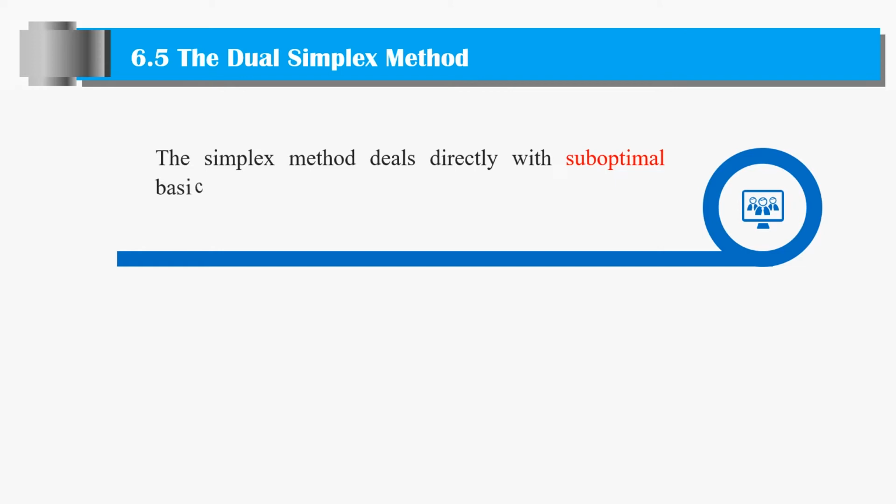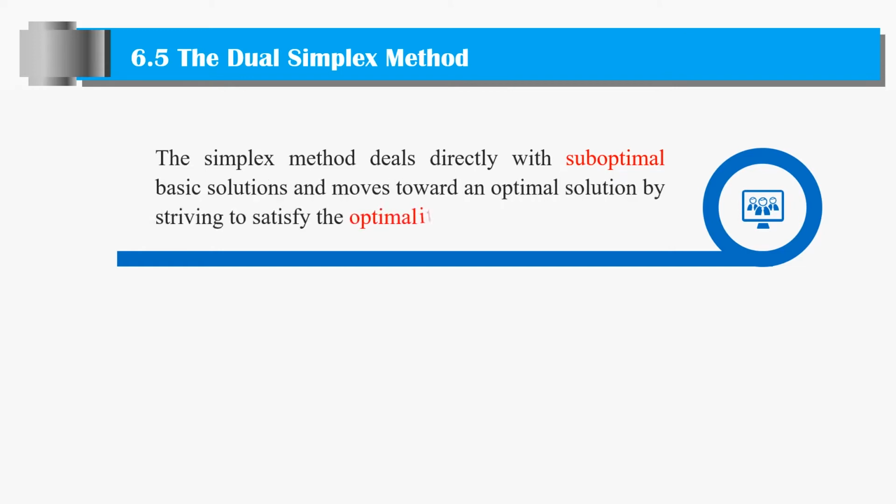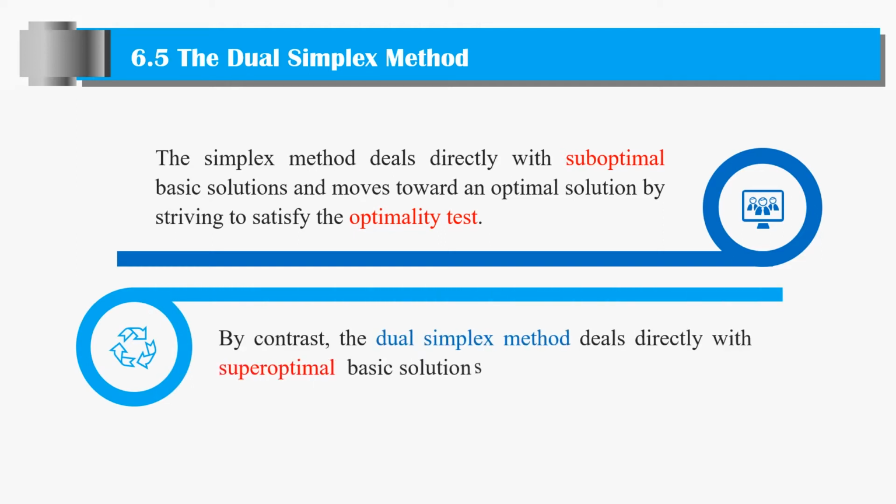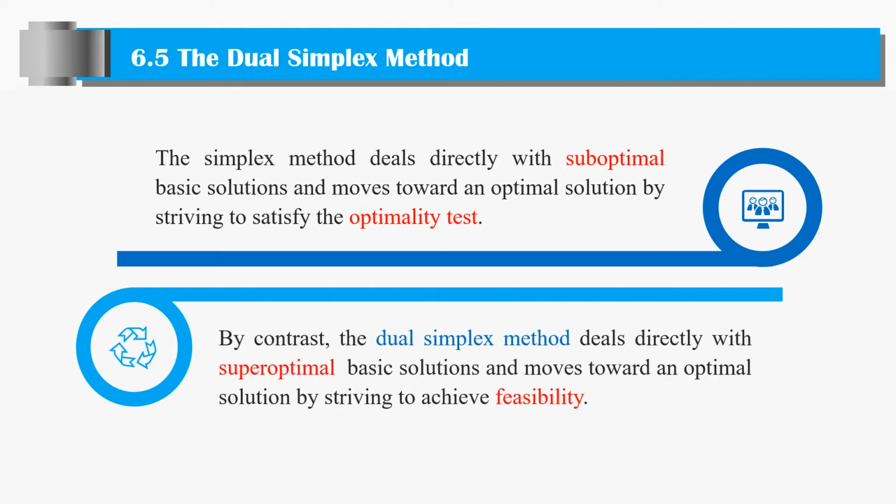The simplex method deals directly with suboptimal basic solutions and moves towards an optimal solution by striving to satisfy the optimality test. By contrast, the dual simplex method deals directly with superoptimal basic solutions and moves towards an optimal solution by striving to achieve feasibility.